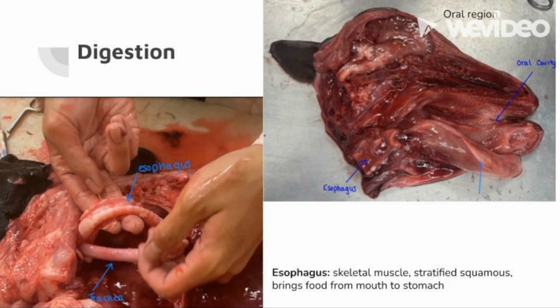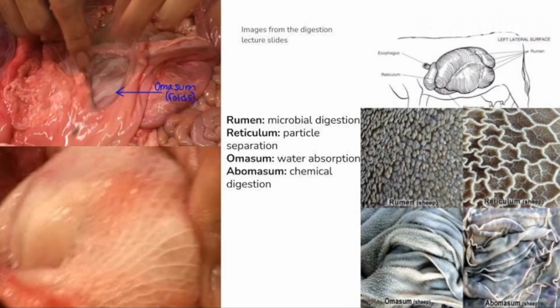The next part the food would move to is the esophagus. The esophagus of a cow is made of skeletal muscle, and it is a stratified squamous epithelium. The esophagus uses peristalsis to move food down. Next, the food would move to the rumen. The rumen is rough and used for microbial digestion.